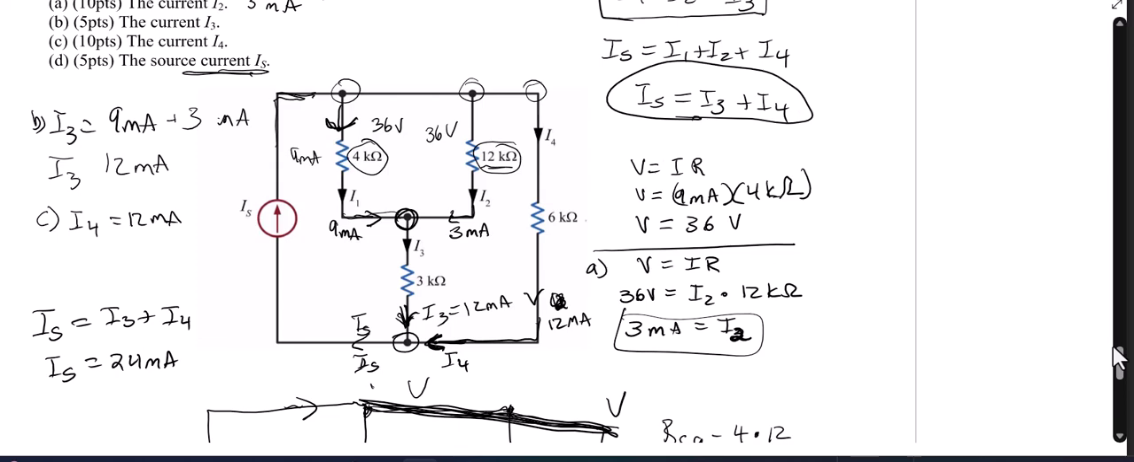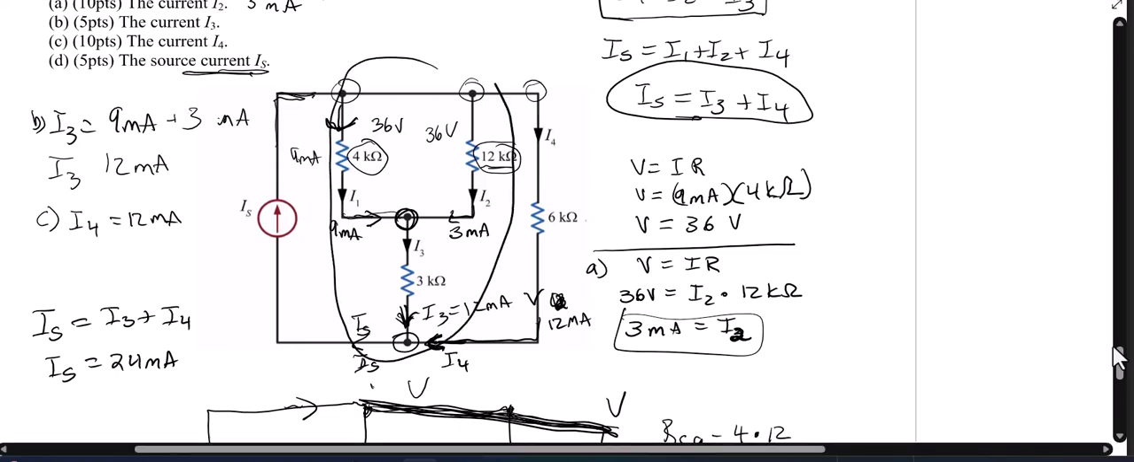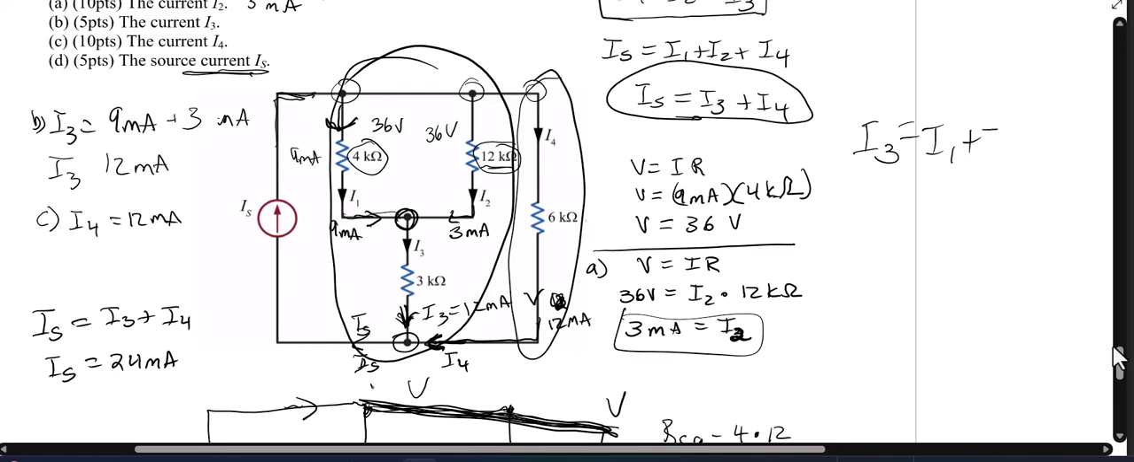Now, I can say that this whole middle branch, if I treat that all together as one thing, that branch is in parallel with this. So if I say that I3 equals I1 plus I2, then I could say it was in parallel. So I can say I1 plus I2 is in parallel with I4. So does that make sense? Yeah, that does. Okay, thank you. Okay. Other questions?